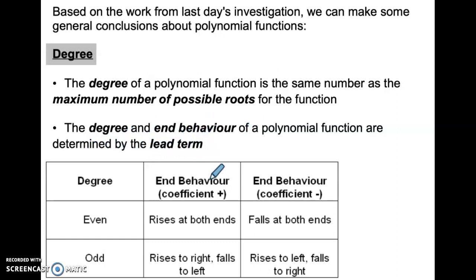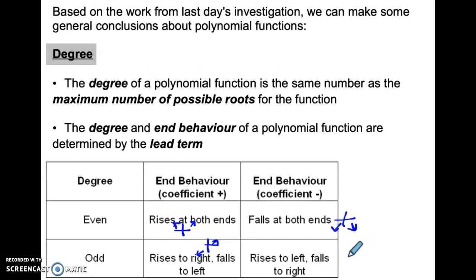So in other words, the term with the highest exponent when it's fully expanded. If it is an even degree function with a positive leading coefficient, then it rises at both ends. So it would look like that. If it's an even degree function with a negative leading coefficient, it falls at both ends. So it would look like that. And then if it's an odd degree function with a positive leading coefficient, it rises to the right, falls to the left. So it would look like that.